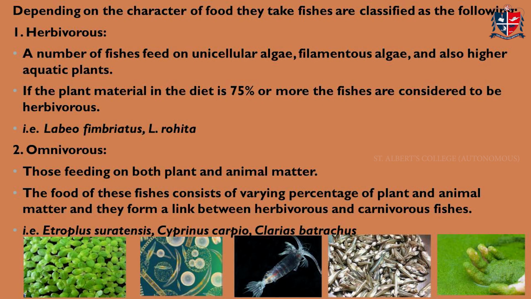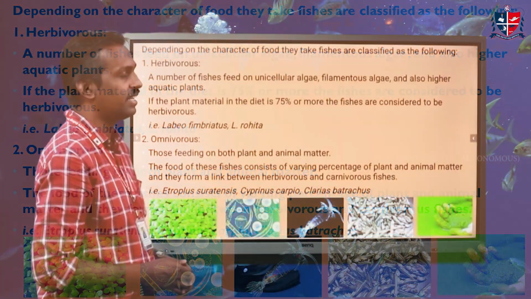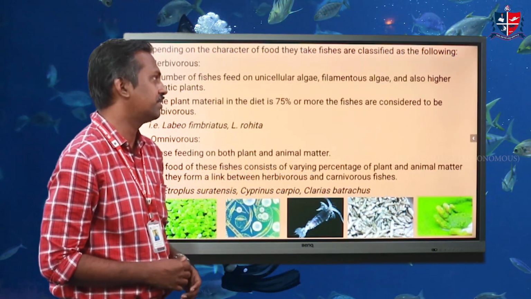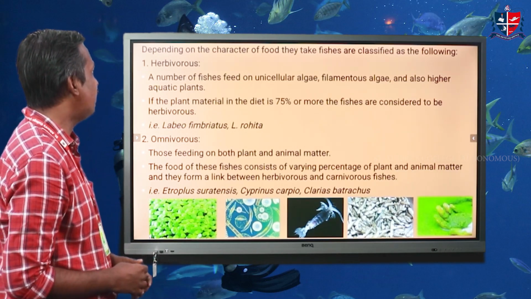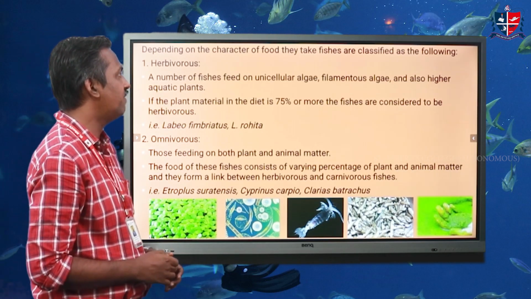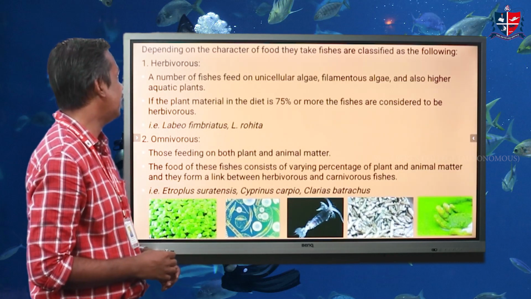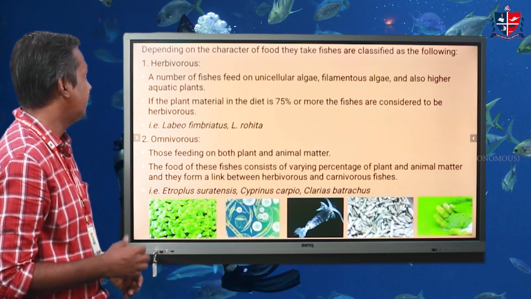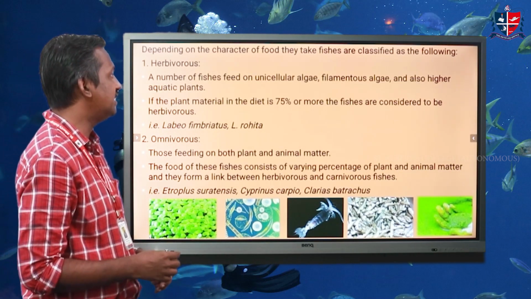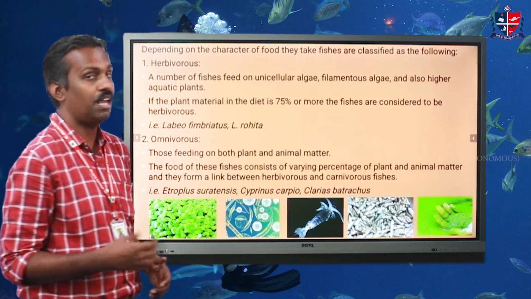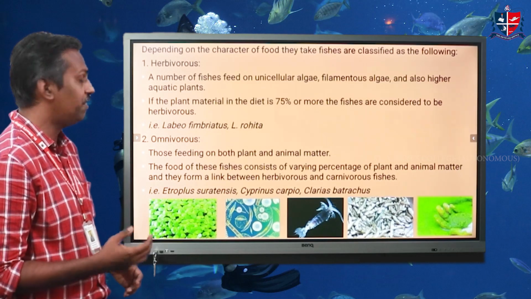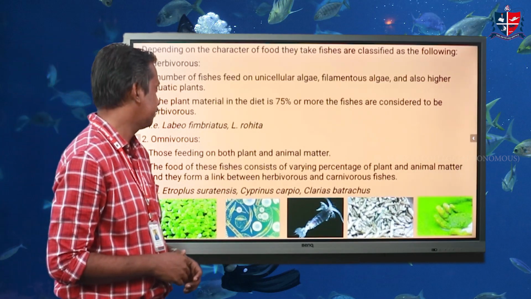Depending on the character of food they take, fishes are classified into several types. First one is herbivorous fishes. A number of fishes feed on unicellular algae, filamentous algae, and also higher aquatic plants. If the plant material in the diet is 75% or more, these fishes are considered to be herbivorous. Examples are Labeo fimbriatus and Labeo rohita.